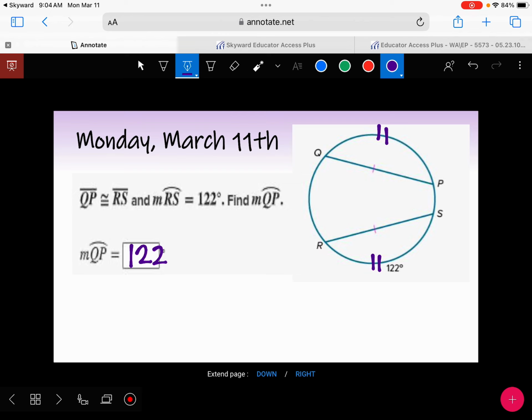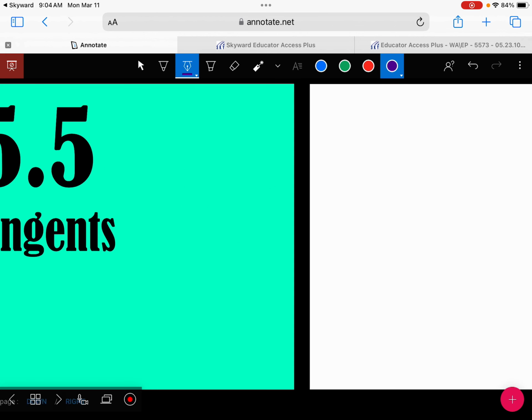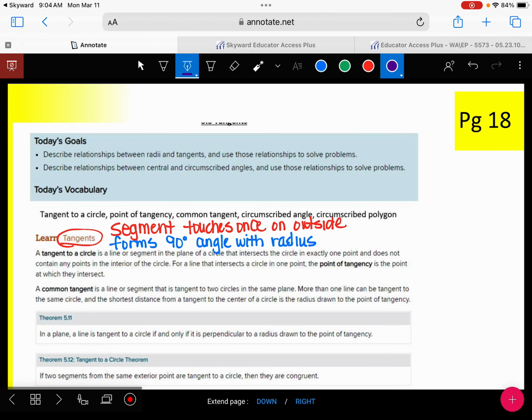All right, go ahead. We're going to talk about tangents today. Who remembers the Pythagorean theorem? C squared equals A squared plus B squared. Does that sound familiar? Okay, we're going to use that a lot today. So we're starting 5.5, which is tangents. Go ahead and turn to page 18.